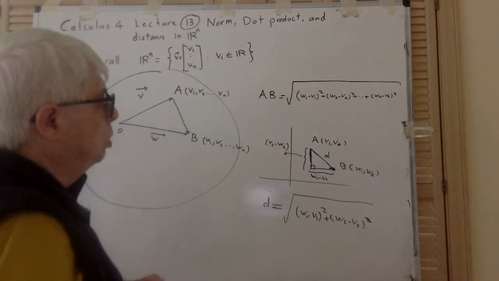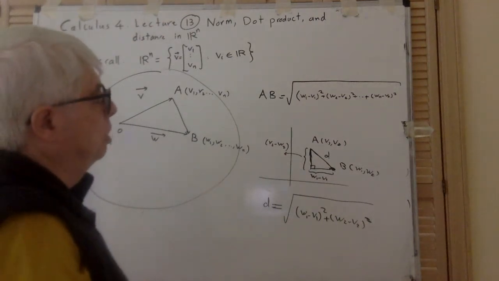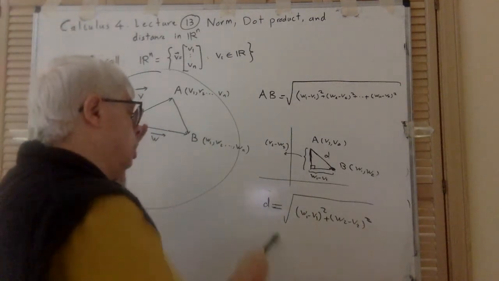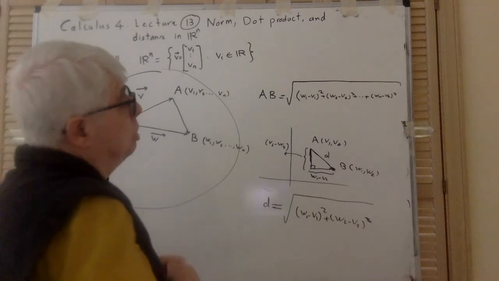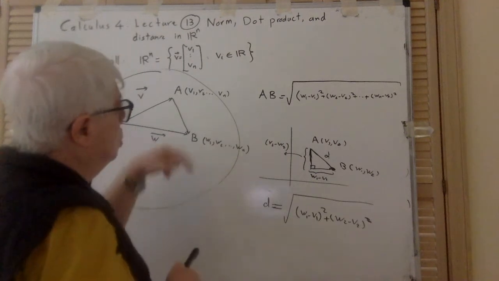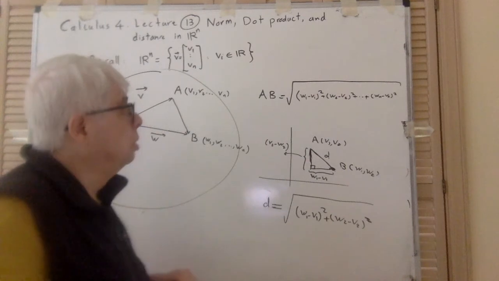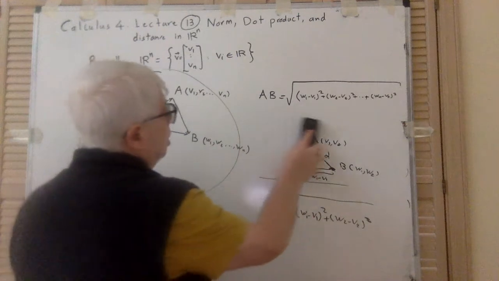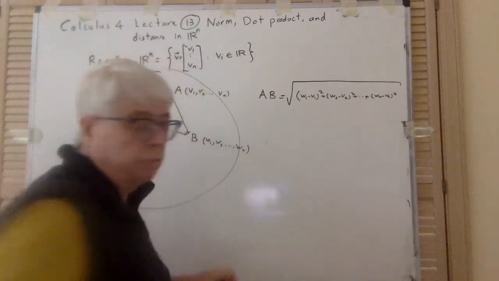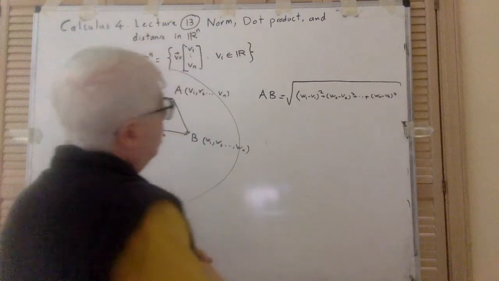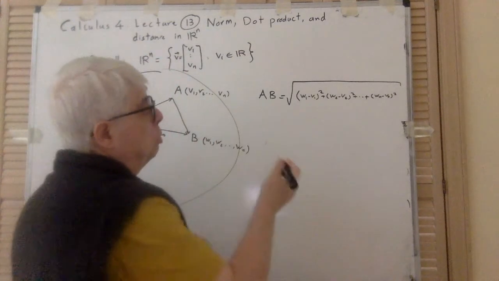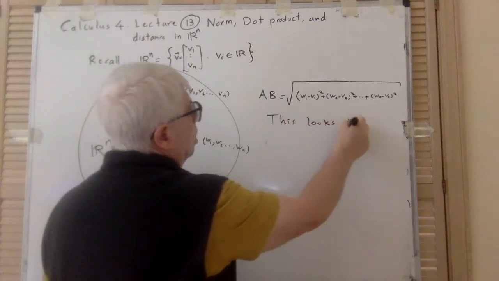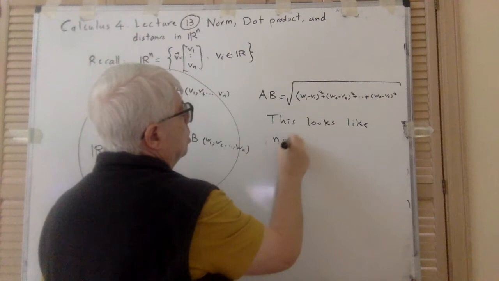Okay, so extending this idea from, say, college algebra or geometry, whatever, we write this thing for distance between 2 points here. Now, this can also lead us to something else. Let me erase this thing and look at this more carefully. This looks like a norm of something.